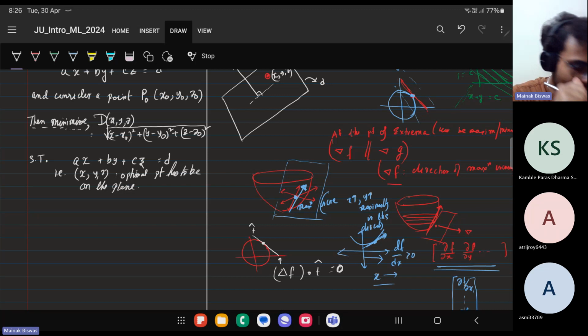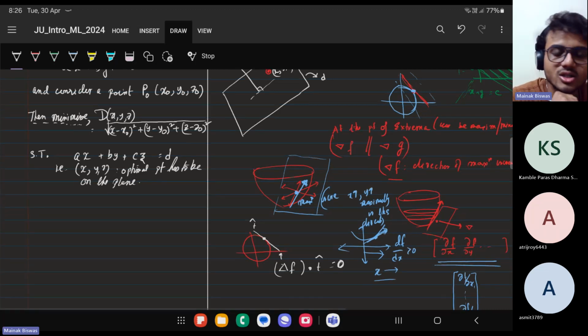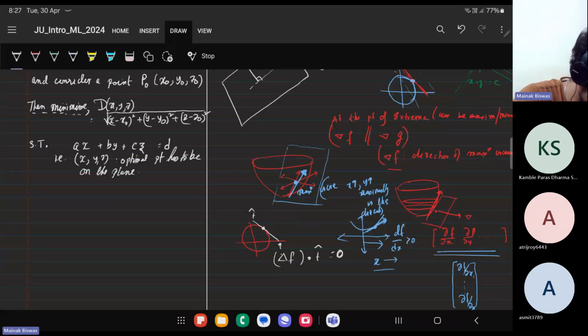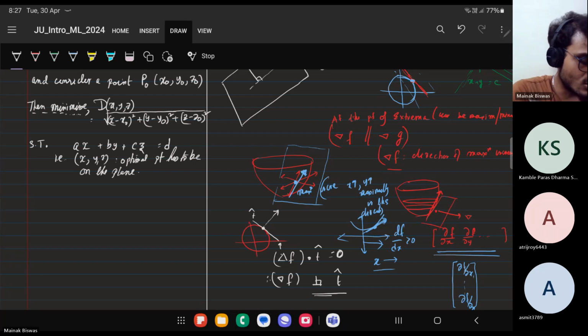The function changes. Similarly, this is how you draw a directional derivative. You take a direction and see how the function changes in that direction. So in which direction will it change the most? In the perpendicular direction, right? Therefore, the gradient of f is perpendicular to the tangent direction.